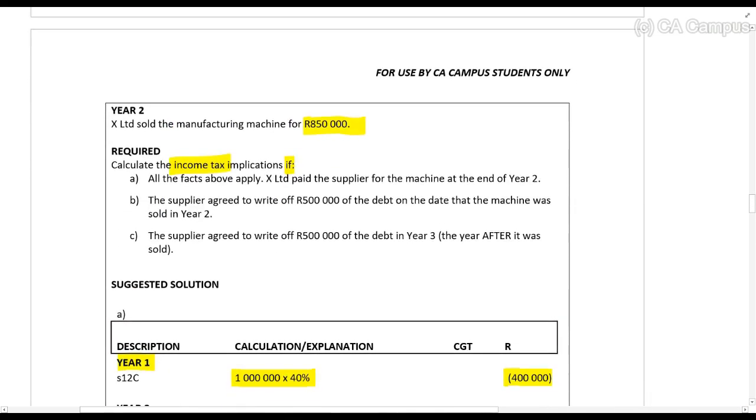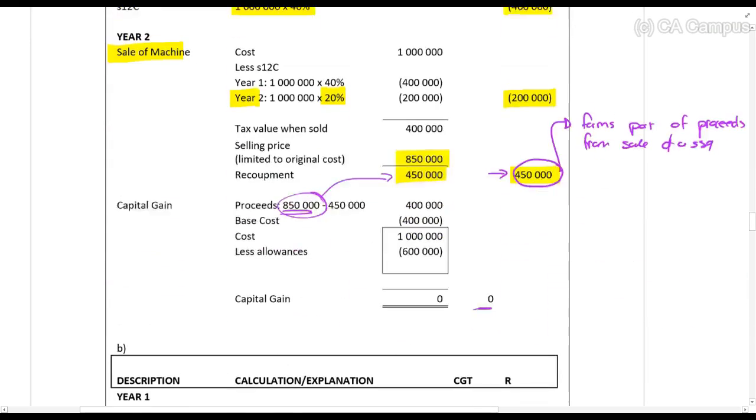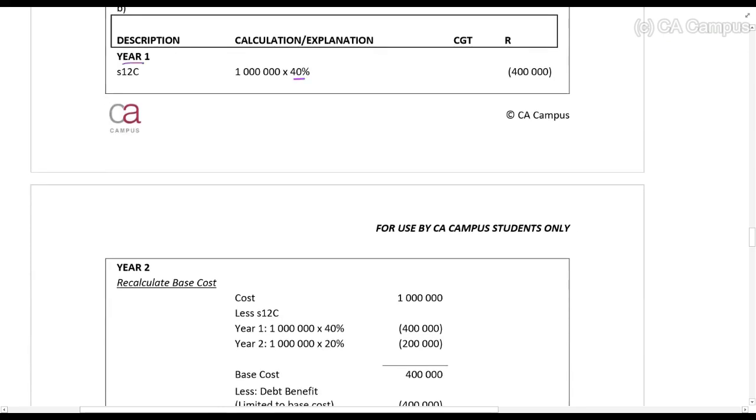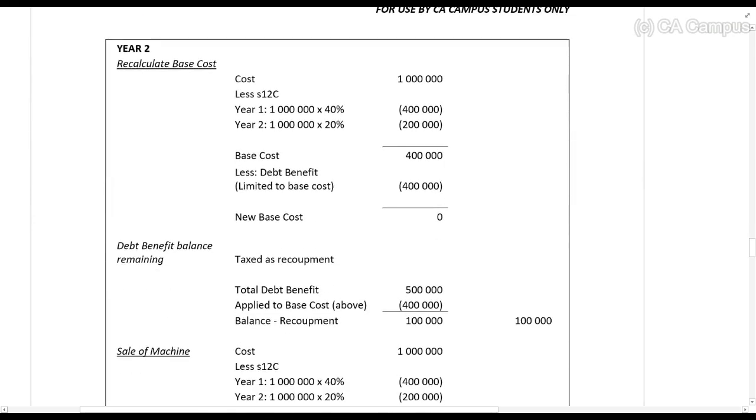Now, if I look at part B, I say the supplier agreed to write off 500,000 rands of the debt on the date that the machine was sold in year 2. So this is now debt write-off at the same time that the asset is sold, so in the same year. So year 1, 40% allowance. Year 2, 20% allowance. Okay, that gives us a base cost of 400,000. Our new base cost will be nil.